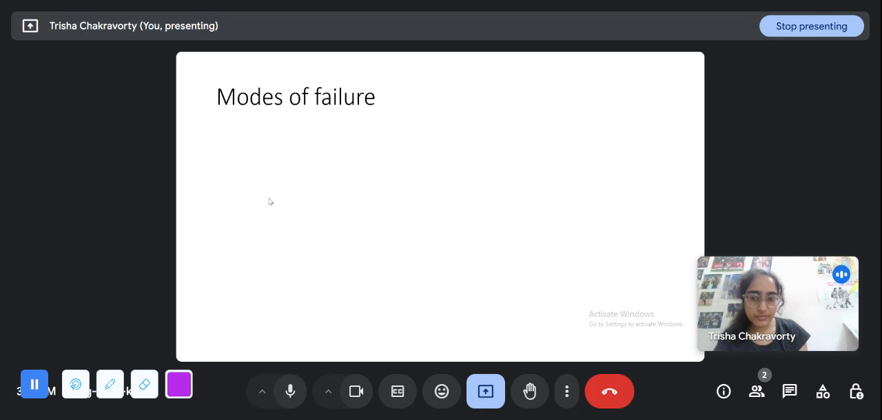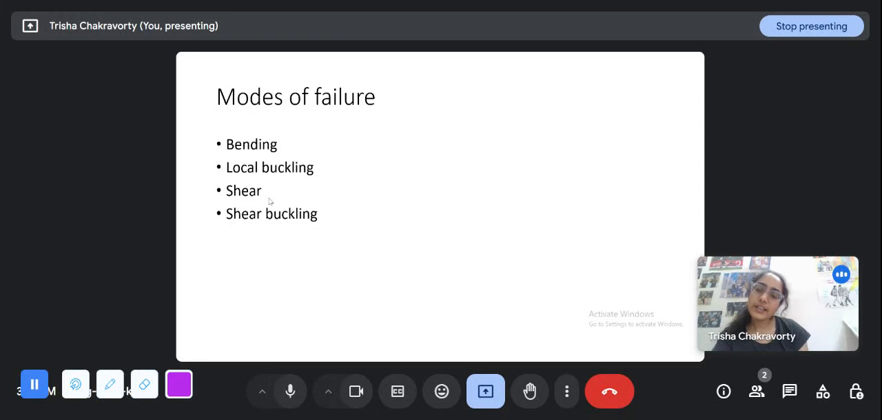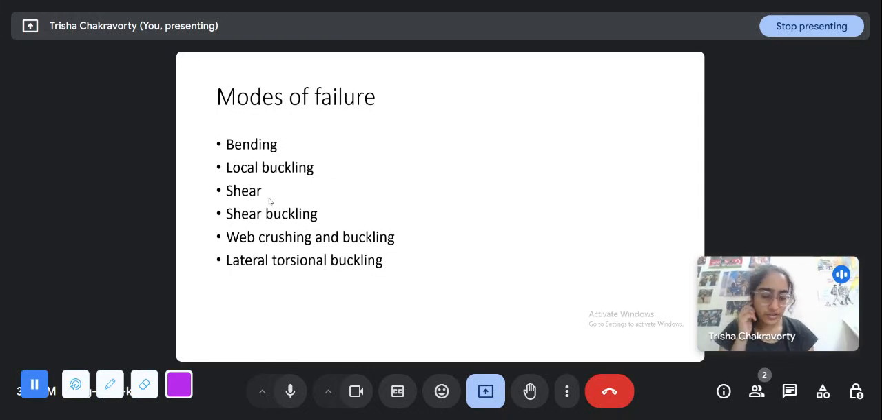Now we look at the modes of failure of steel structures: bending, local buckling, shear buckling, web crushing and buckling, and lateral torsional buckling. These are all the collapse limit states or the ultimate limit states. And buckling is a major issue in steel structures because buckling is related to the slenderness ratio of a system. We have looked at it during the design of compression members.